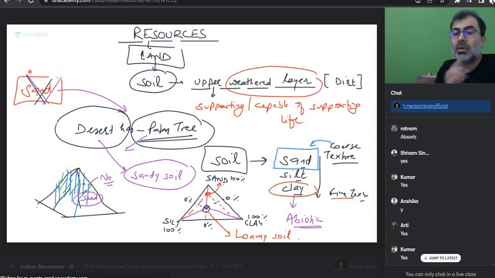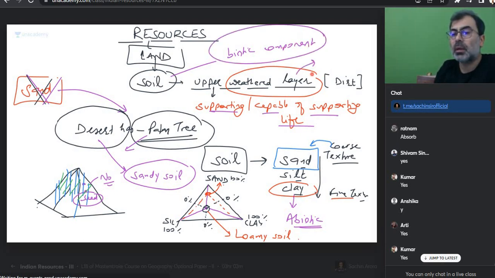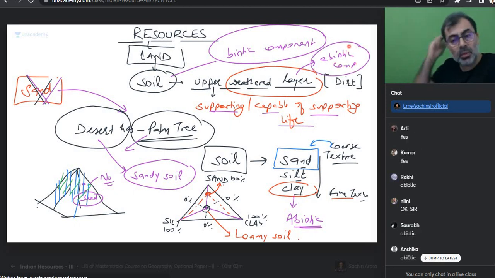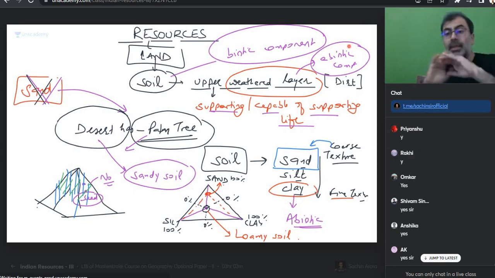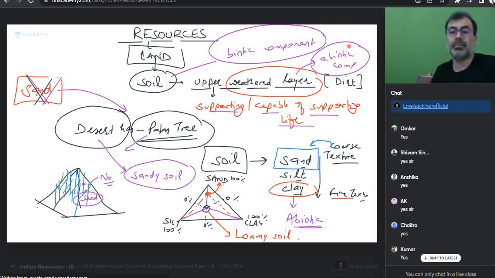No, sand cannot support life. What will support life is something more. And for that, soil needs to have a biotic component. Rock gives what? Rock gives the abiotic component. Do we understand what is soil? Soil is a mix of biotic and abiotic components. Soil is not sand, soil is not mud, soil is not dirt. It is a mix of them. And if you put a seed in them, what will happen? It can support life.